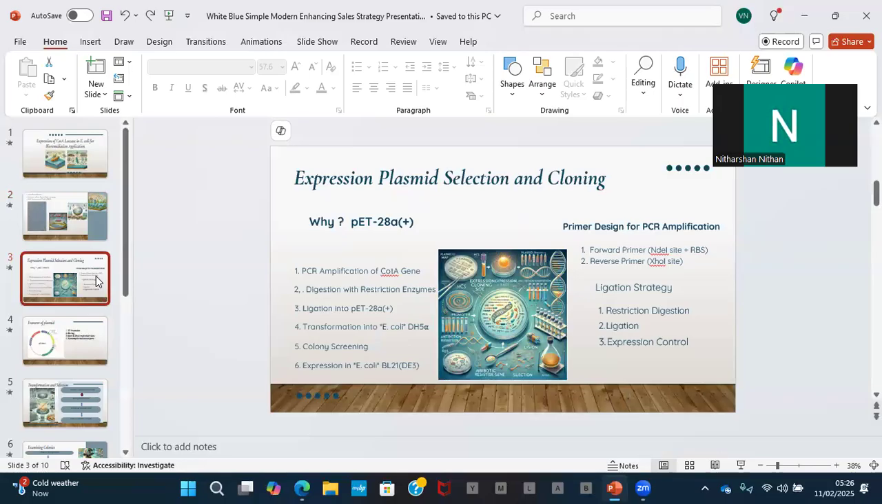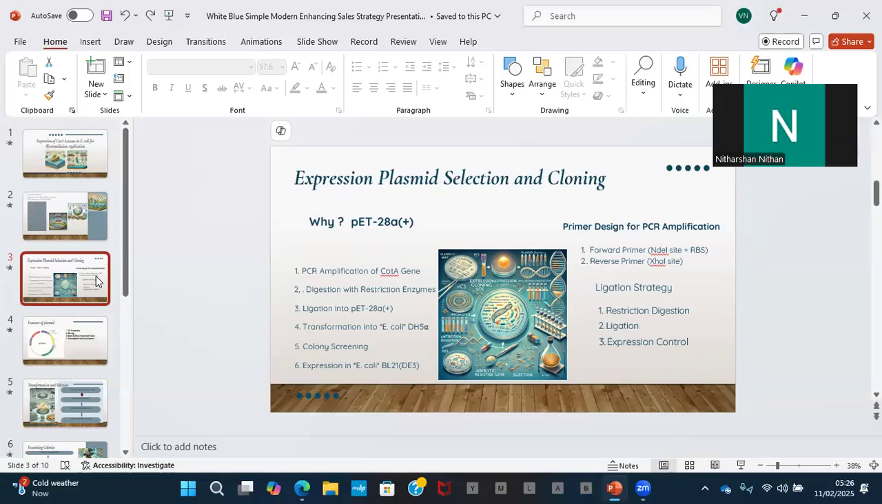Here, I have chosen the pET28a plus expression plasmid due to reasons such as the strong T7 promoter, His-tag for purification, multi-cloning site, and kanamycin resistance. These are the processes of expression of the plasmid. The first one is the PCR amplification of the CotA gene. The second process is digestion with restriction enzymes.